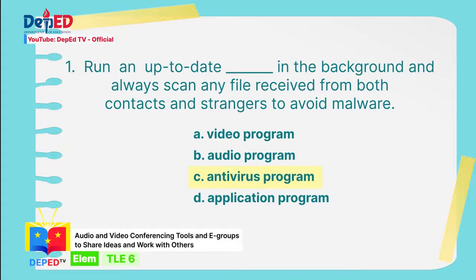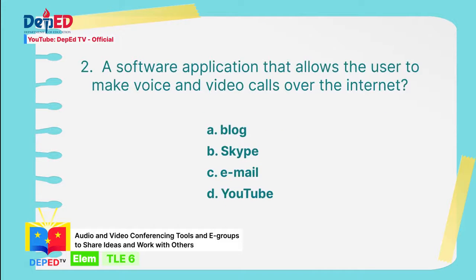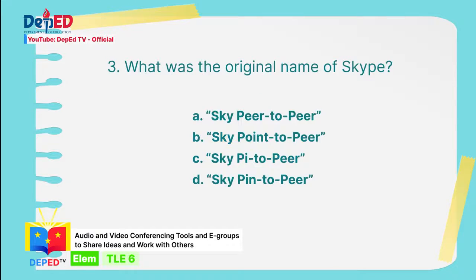And the correct answer is letter C, antivirus program. Number 2, it is a software application that allows the user to make voice and video calls over the internet. Letter A, blog. Letter B, Skype. Letter C, email. Letter D, YouTube. And the correct answer is letter B, Skype.